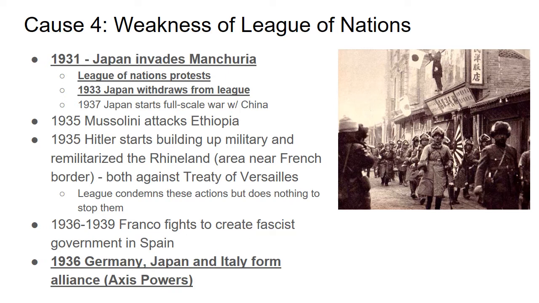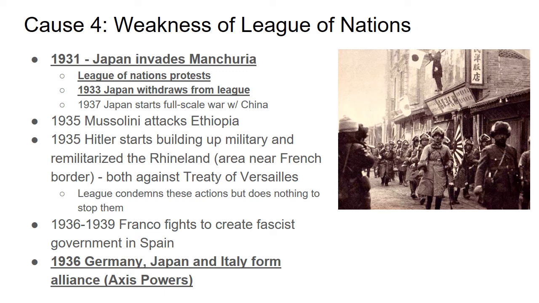People talk a lot about it beginning in 1938 or 1939 with the Nazis invading Poland, but Japan had already invaded China and begun the eastern half of the war in 1937. In 1935, Mussolini attacks Ethiopia. And again, the League of Nations is powerless to stop this. Hitler also makes actions that the League does not stop.